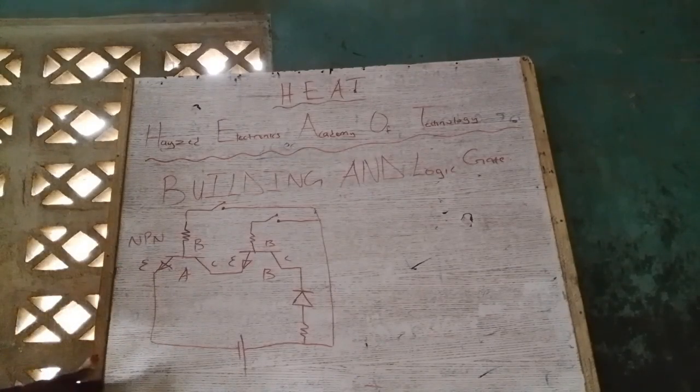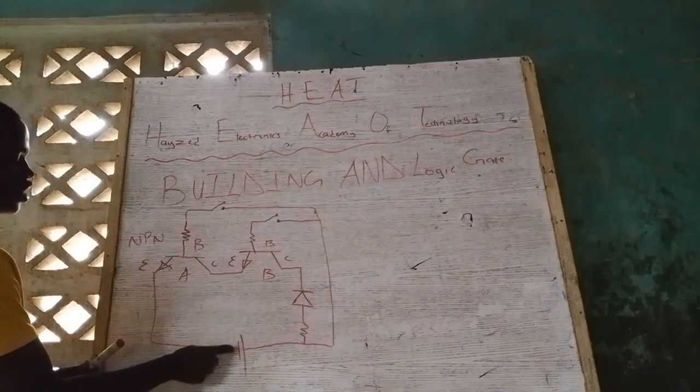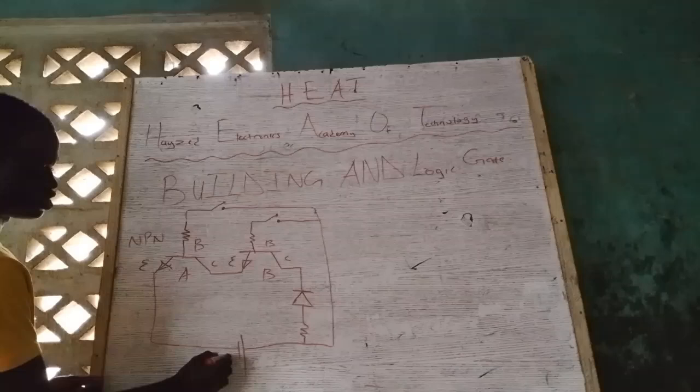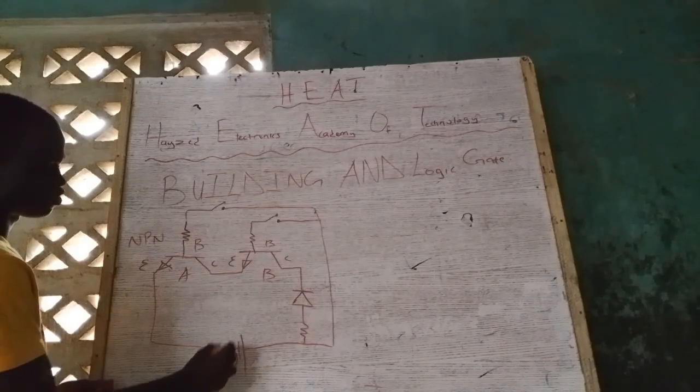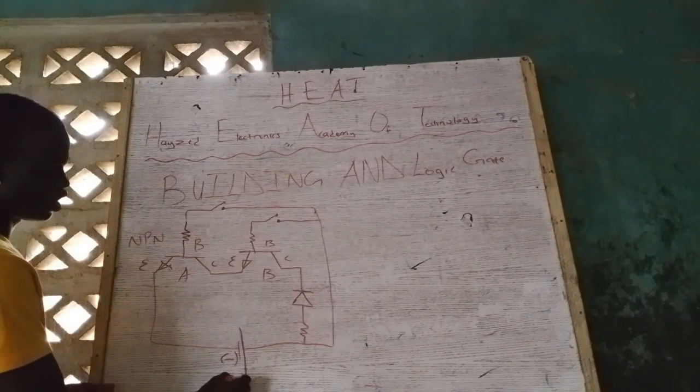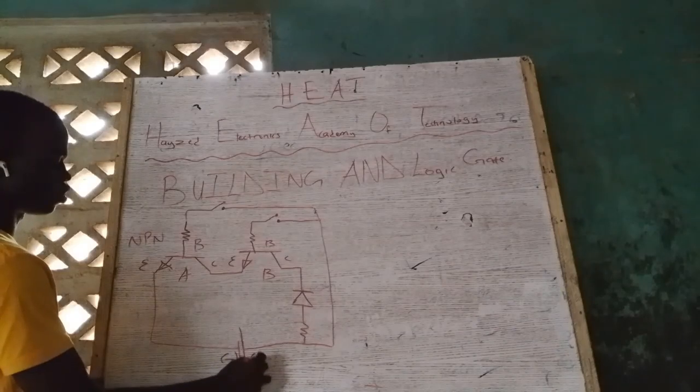And as I said earlier, if you are looking at the diagram of the cell, the one with the shorter leg is the symbol of the negative, while the one with the longer leg is the symbol of the positive.